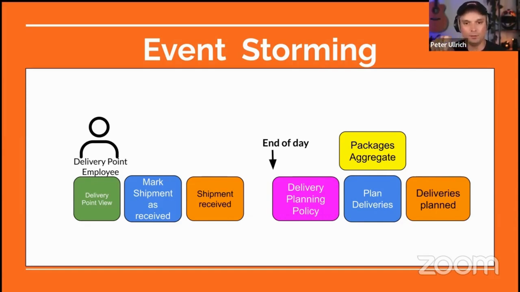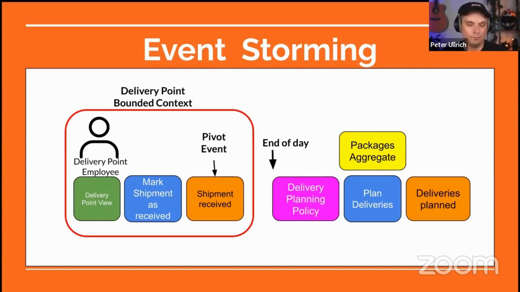If you write down these sticky notes, these commands and events and everything, you eventually find that there are some events that are called pivot events, and they indicate that there is a jump, a gap in the use case. In our case, the shipment received event might be created at 9 a.m. in the morning, and then we have the whole rest of the day until 12 o'clock at night, and only then we run our delivery planning policy. So these pivot events often indicate a boundary between bounded contexts. The use case for receiving the shipment in the left context with the delivery point employee is a completely different context, so to say, than the planning thing. So by having these time gaps, it's easy to see the boundaries.